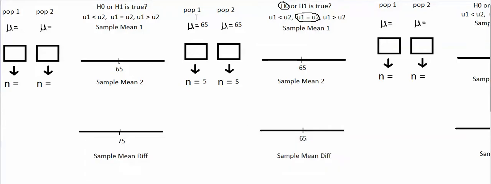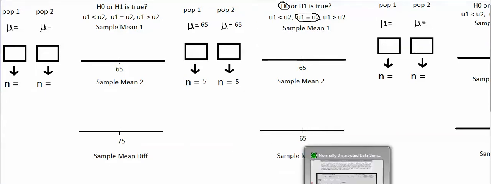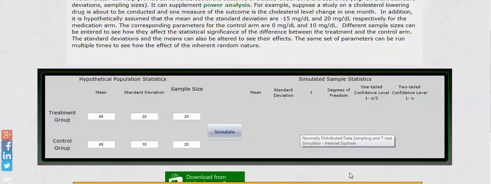Yeah, because I said that there's 65 and 65. So it's like we're creating two universities that both have a mean height of 65 inches, and we can actually sample those universities. So I said to take a sample of 5, and you're also taking a sample of 5 from this one. Click on Simulate.